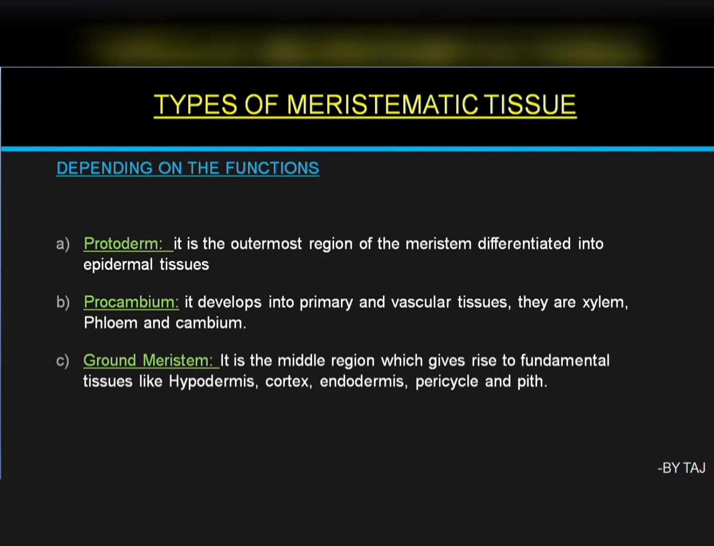Protoderm is the outermost region of the meristem, which differentiates into epidermal tissue. So protoderm then gets differentiated and produces the epidermal tissue of the plant. Next, procambium, it develops into primary vascular tissues. Primary vascular tissues arise from the procambium. These we call xylem and phloem, and another one is cambium.